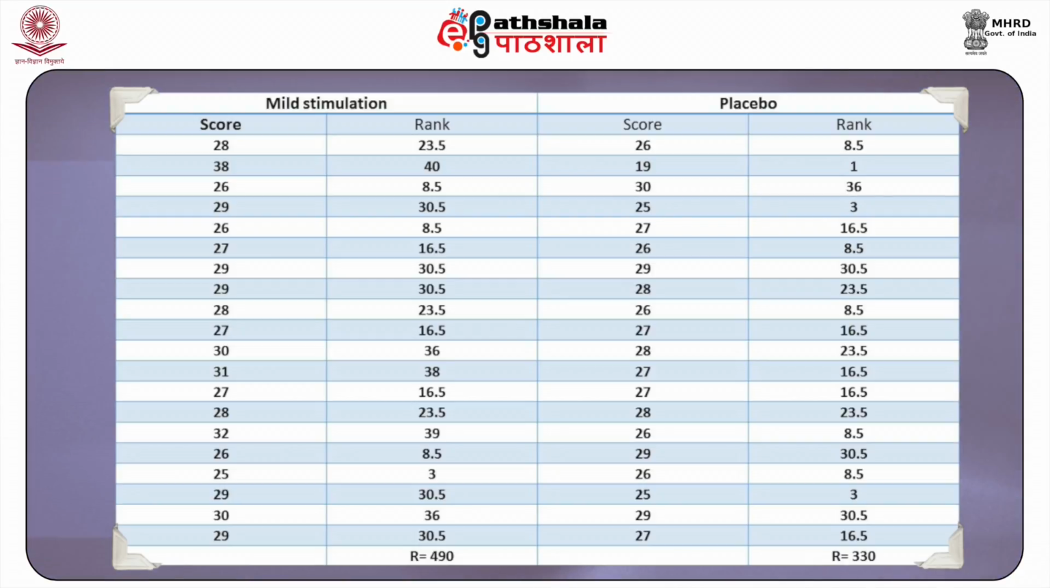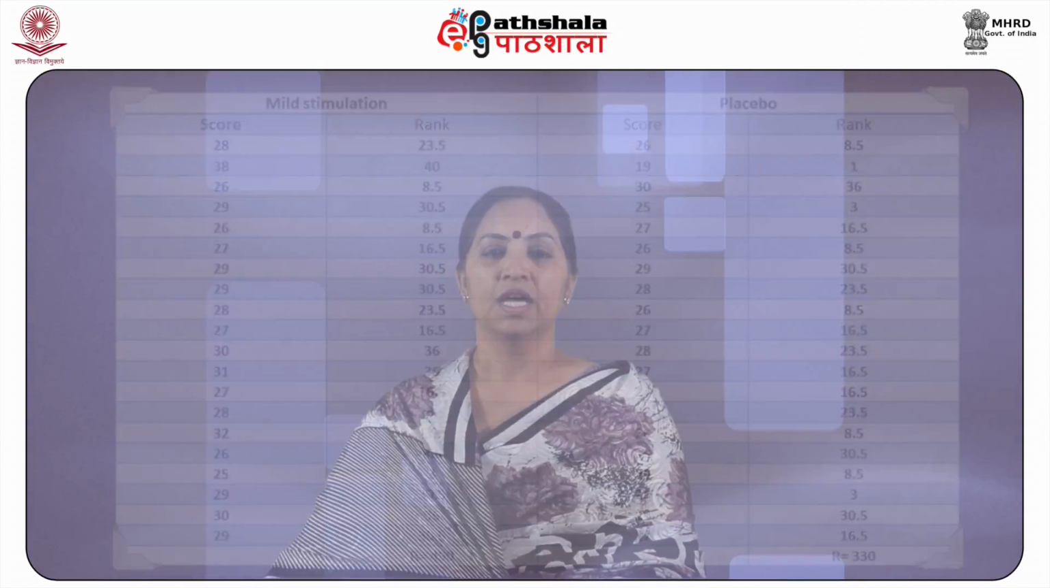We can see the columns that give the mild stimulation and placebo groups and the scores obtained by the two groups on the MPQ. The next column, that is given by rank, we will explain as we proceed with the numerical application of the test. Let us decipher the steps to be used for calculating the Mann-Whitney U-test.